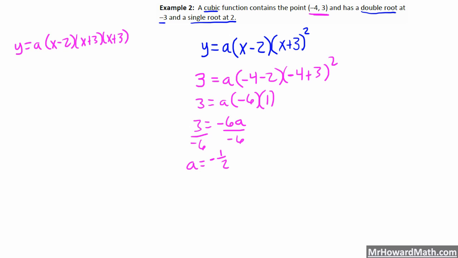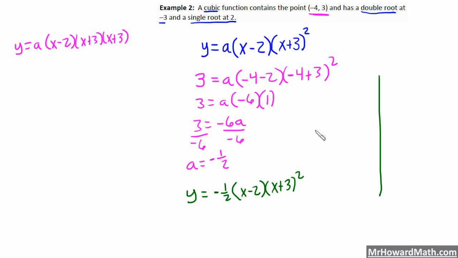-1/2. So our final equation, or function, ends up being y equals -1/2 times x minus 2 times x plus 3 quantity squared when we're all done. Okay, we found this a value, which we always have to do there. Now the last thing that we need to do is sketch this thing.